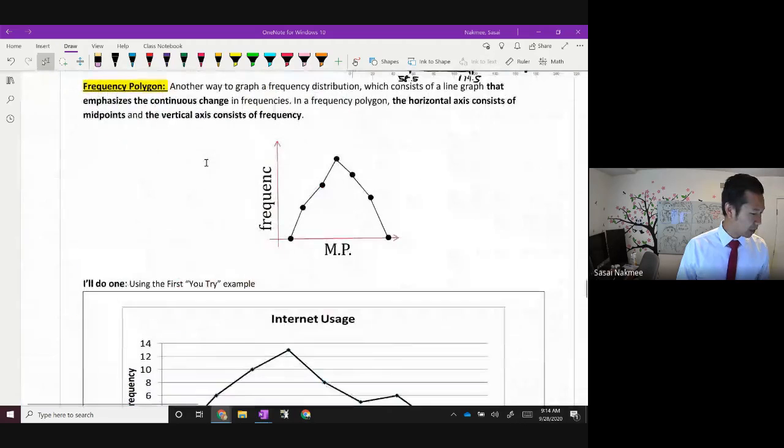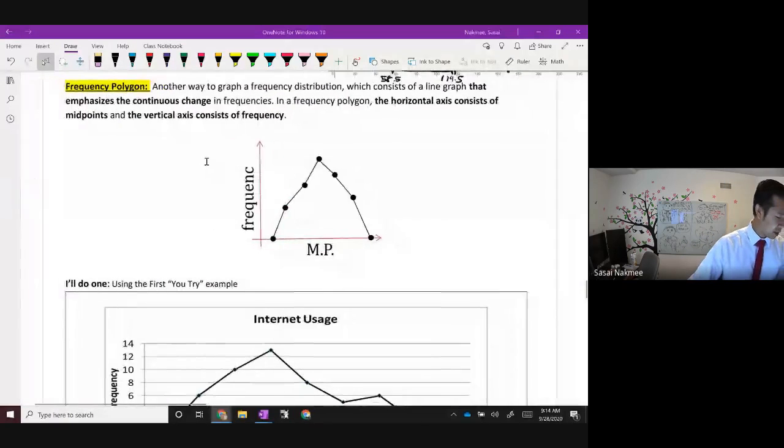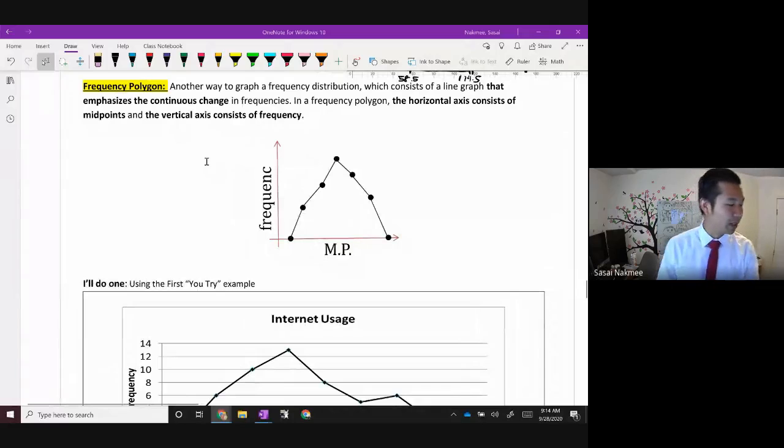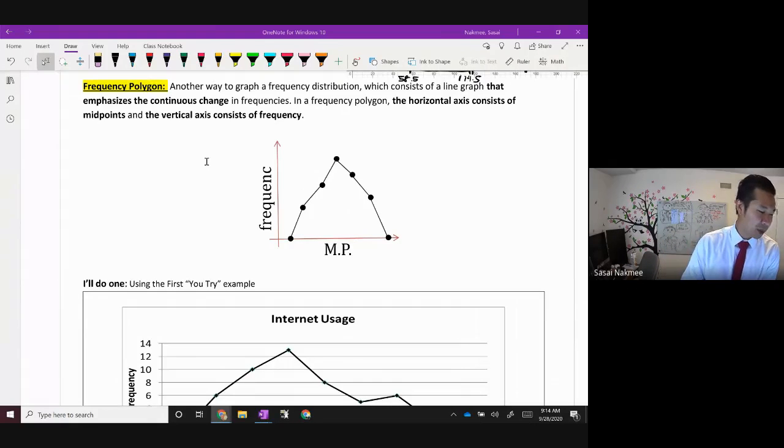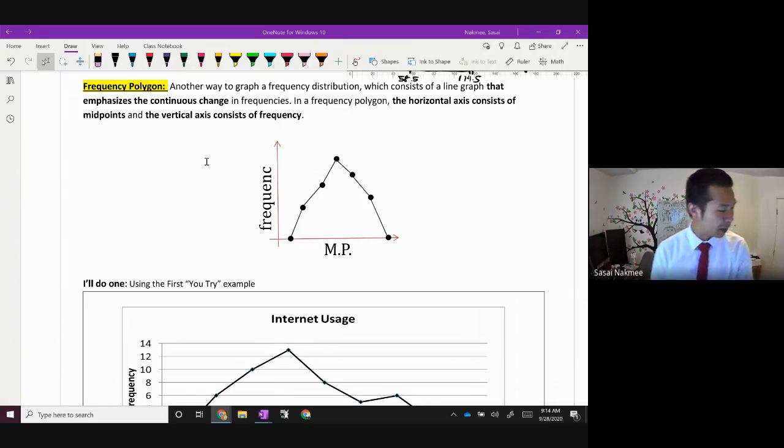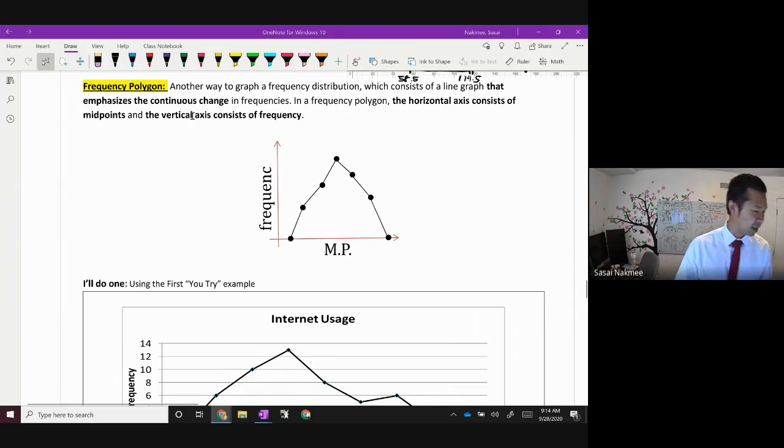We're moving on to our next part right here, which is a frequency polygon. A frequency polygon is another way to graph your frequency distribution, but it's basically just a line graph. Just like a histogram is a fancy word for a bar graph, a frequency polygon is a word for line graphs. It emphasizes the continuous change in frequencies, so you can see how much your data is growing or declining based on the line graph that you draw.